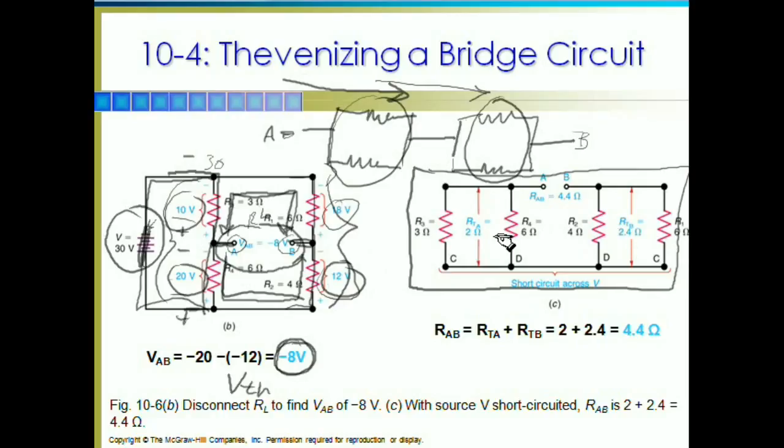So then I just look at my values here. One parallel has 3 ohms and 6 ohms. Well, we already know that's a 2 ohm network. The other side is 4 ohms and 6 ohms. If we do the math for that, we'll find we've got 2.4 ohms. And because they are in series, 2 ohms, 2.4 ohms, you see that they are in series from point A to point B. So 4.4 ohms is my Thevenin equivalent resistance.